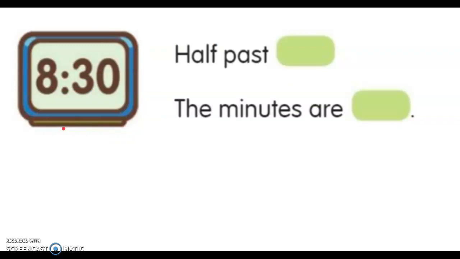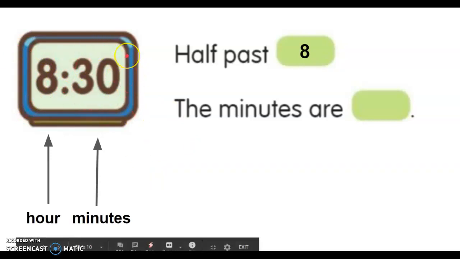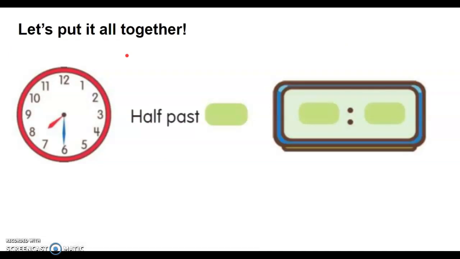All right, here's another digital clock. We're looking at our hour, which is what? 8. Good job. In our minutes, how many minutes do we have on our clock? 30. So it's 8:30. The hour, so you say 8. And the minutes are right here, so 30. Good job.